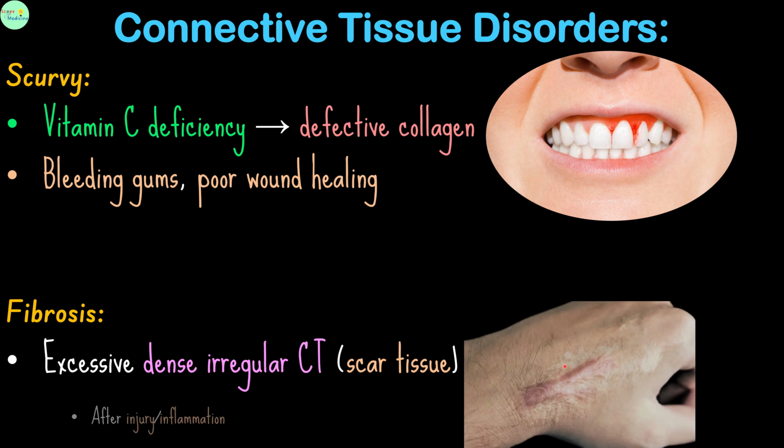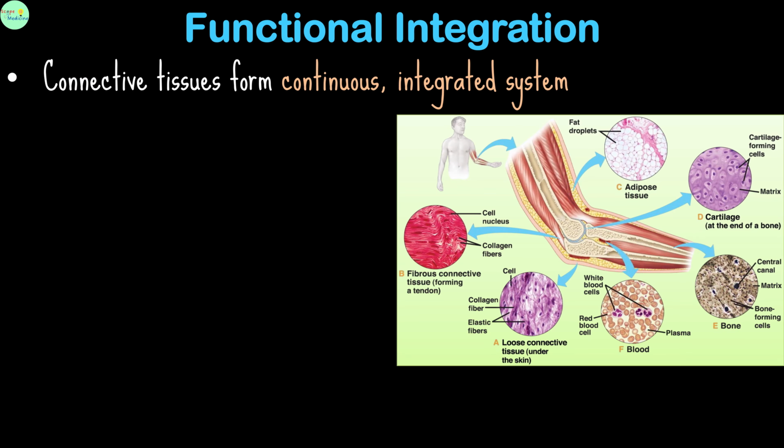Fibrosis refers to the excessive pathological deposition of dense, irregular connective tissue, forming scar tissue, following tissue injury, chronic inflammation, or other forms of damage. While scar formation is initially part of the normal wound healing process, excessive or progressive fibrosis can lead to organ dysfunction and failure, as seen in conditions such as liver cirrhosis, where fibrous tissue replaces functional hepatocytes. Pulmonary fibrosis, where thickening of alveolar walls impairs gas exchange, and systemic sclerosis, where widespread fibrosis affects the skin and internal organs.